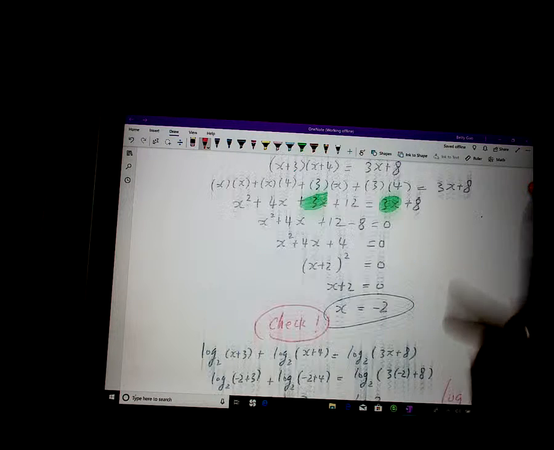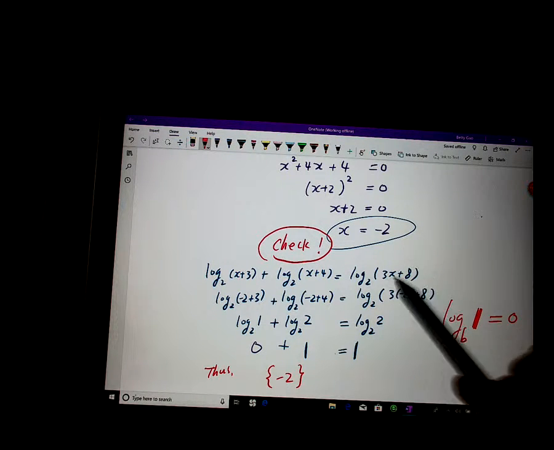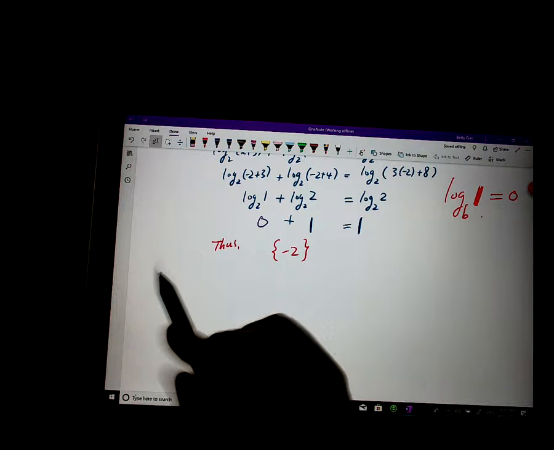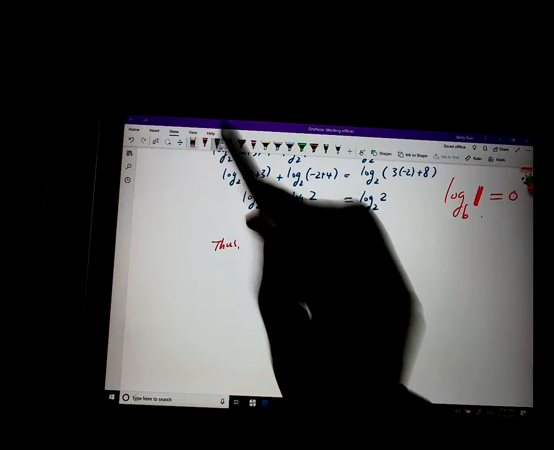In this case, this is number 4, right? We got one proposed solution, and after we check it, we know the solution is the actual solution, so we keep it. But sometimes you would see the proposed solution is not the actual solution, it's extraneous.